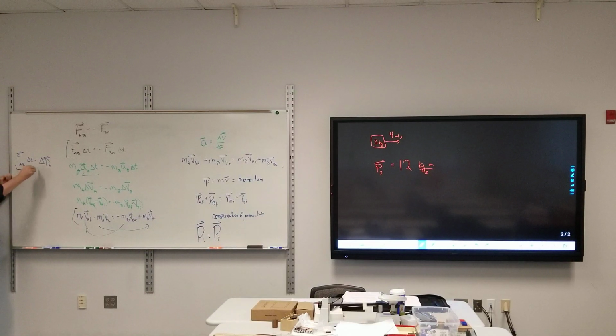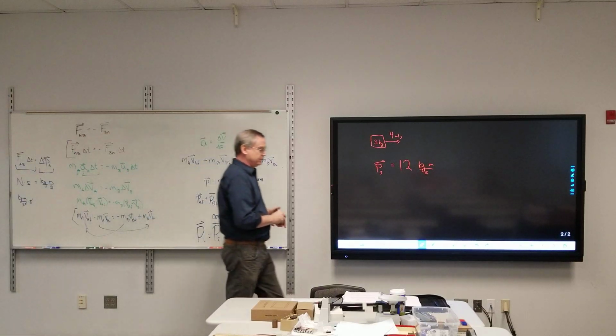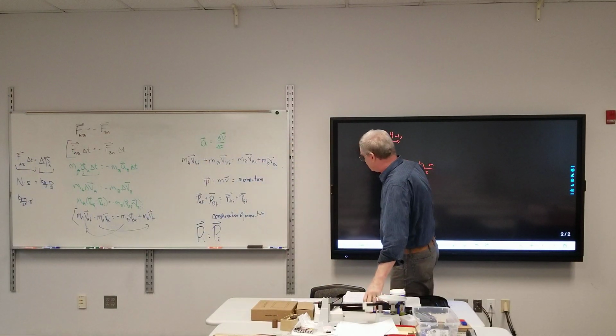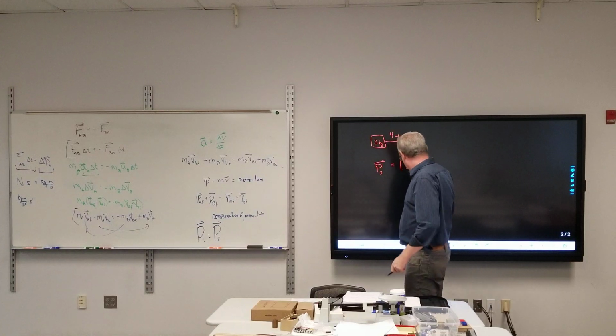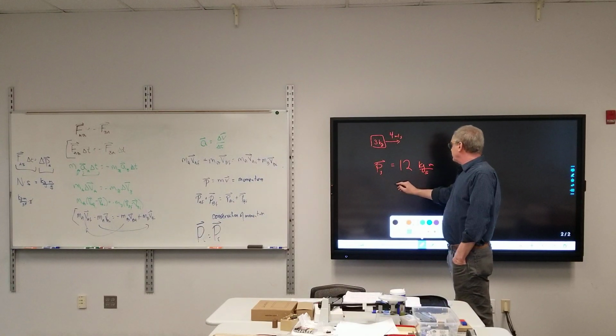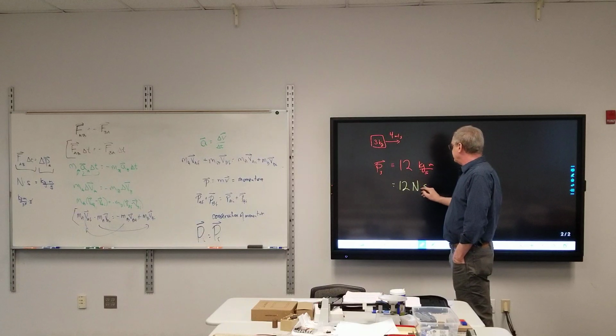So the units of this should be the same units as that. If they're equal, the units should match. If the units of this are kilogram meters per second, this should be equal to a Newton second. And it is. A Newton, if you recall, is a kilogram meter per second squared, times seconds. That will cancel out, and I'm left with this. So alternatively, the momentum is also equal to 12 Newton seconds.